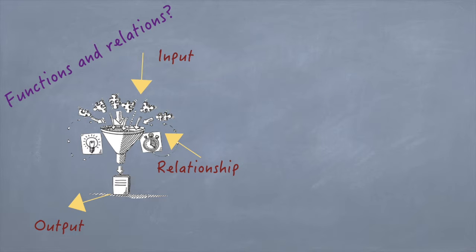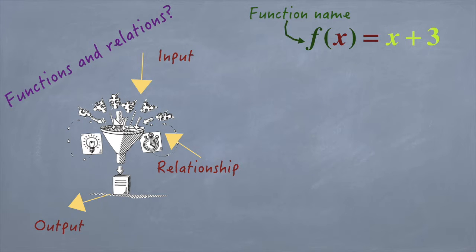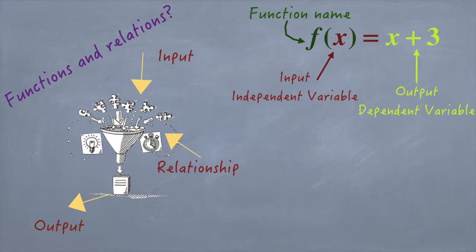Let's take a look at an example. Let's say we have f of x equals x plus 3. Now, don't get too confused with the f. That's our function name, and we can use any letter of the alphabet we like. The x is our input. That's called our independent variable. The x plus 3 is our output. That's what we're going to get. And that's our dependent variable, because it depends on whatever goes in. You can't work out x plus 3 without x.